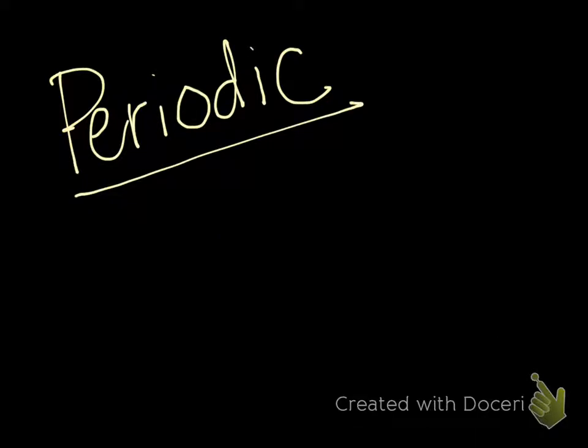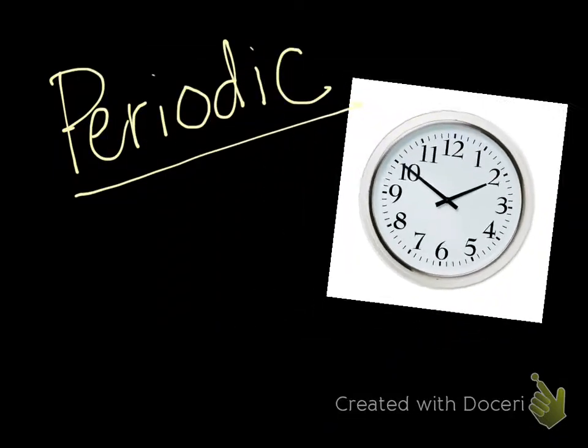Periodic. So, let's define that. Periodic is something that happens on some regular interval. Any event or pattern that occurs and reoccurs at some regular interval is called periodic. So, your schedule of classes throughout the day is periodic. The seasons are periodic. The hands on a clock are periodic.